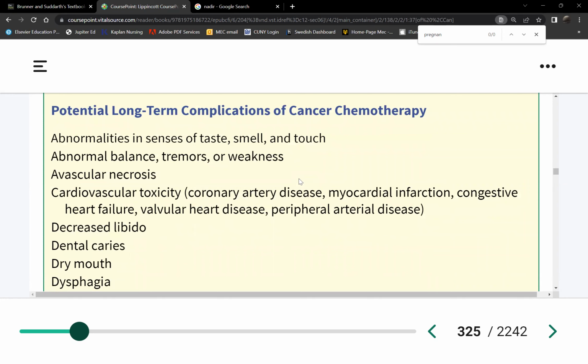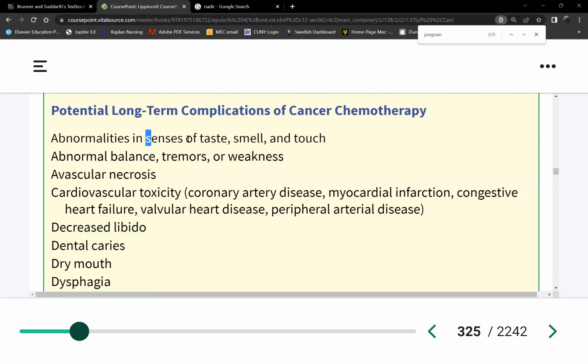Here are long-term complications of chemo drugs. What's considered a long time? Forever, pretty much. Well, not technically, maybe 30, 40 years, which is forever for some people. Okay, so let's take a look at it one by one.